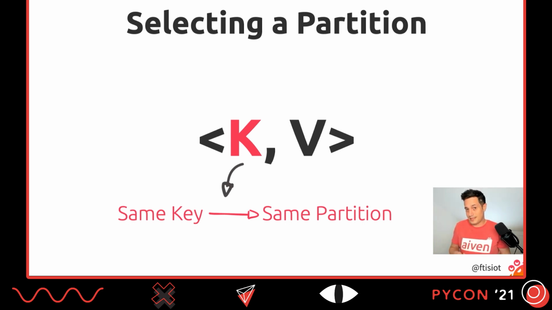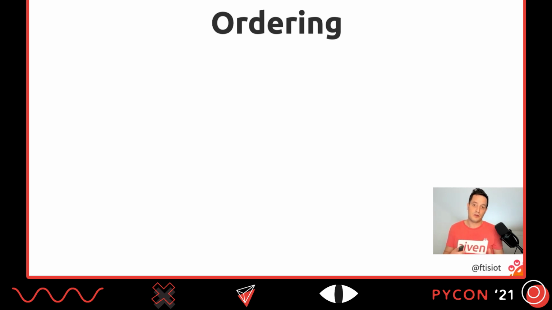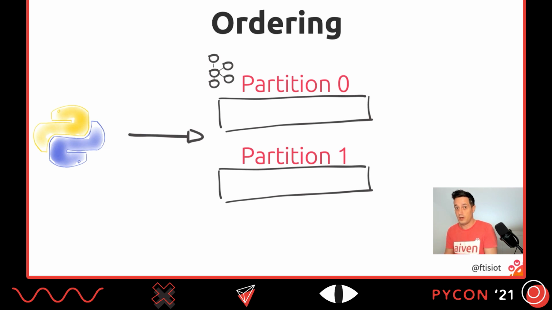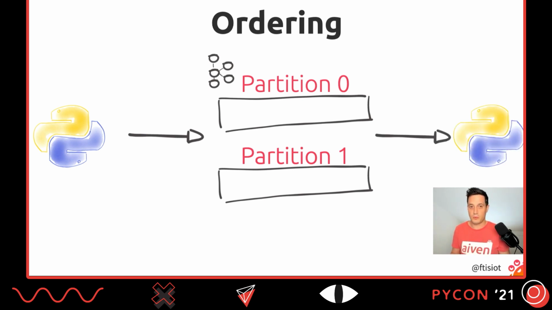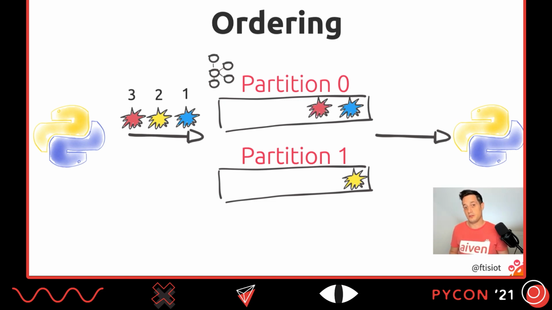Why is selecting a partition important? Because of ordering. Let me show you this little example where I have my producer producing data to a topic with two partitions, and then I have my consumer. In this example, we have only 3 events, blue, yellow, and red. And let's assume that while pushing data to Kafka, the blue one will land in partition 0, the yellow in partition 1, and the red in partition 0 again.